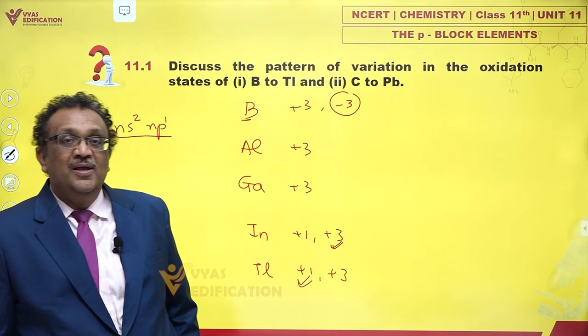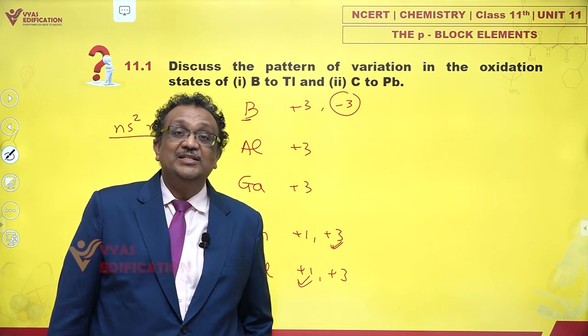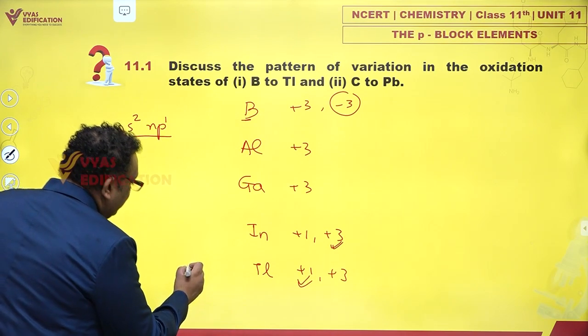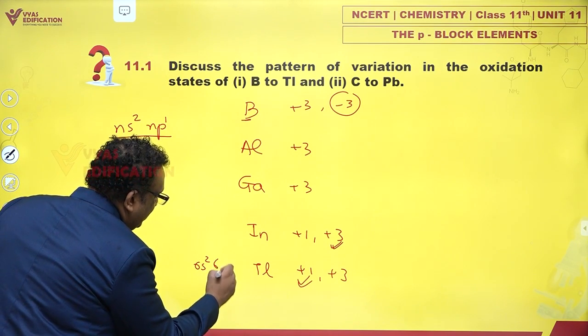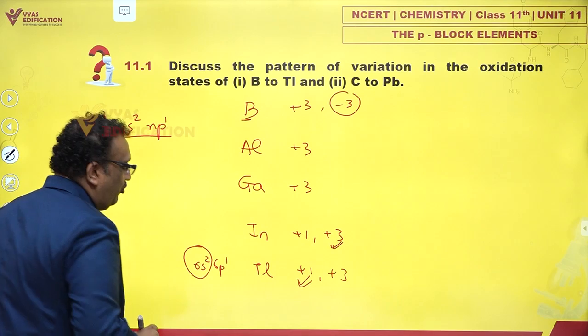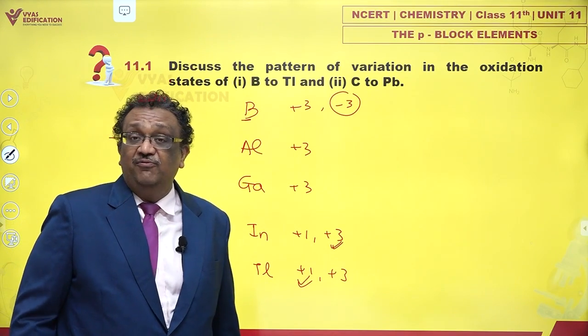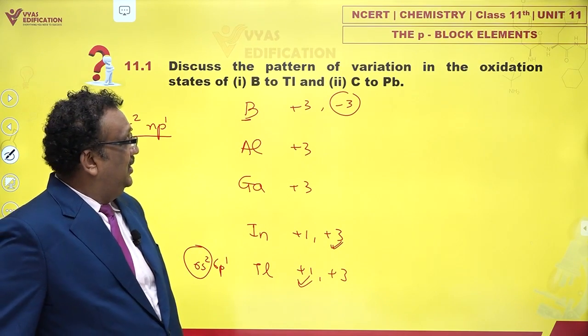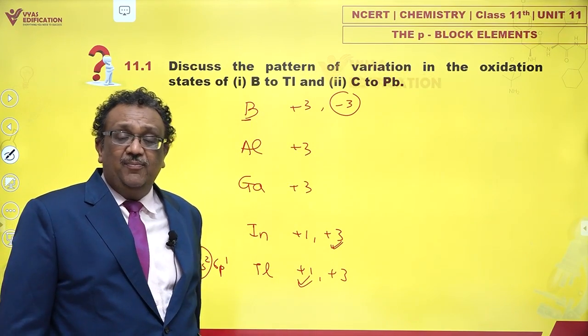Why? There is a very unique thing called the inert pair effect. It so happens that in 6s2, 6p1, the 6s2 electrons in thallium become somewhat inert and they are no longer interested in formation of bonds. Is it a similar trend in carbon to lead?